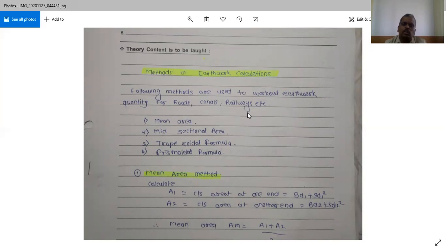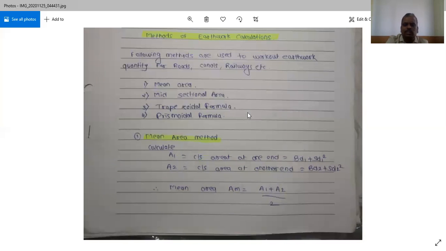The second one is mid-sectional area method. Suppose there is a total trapezoid of 20-meter length, then we have to find the area of section at the mid, and accordingly multiply it by length to give us the volume. The third method is trapezoidal formula, and the fourth one is prismoidal formula. So we'll start with the mean area method.